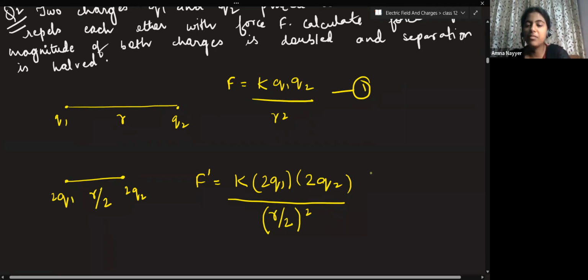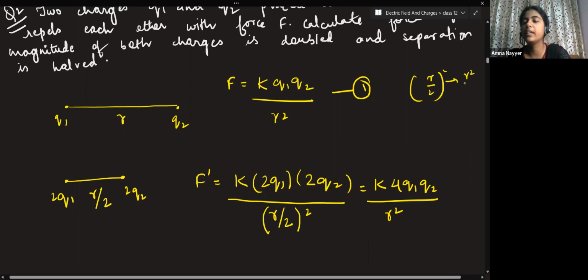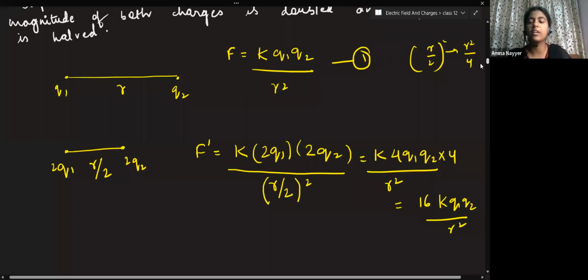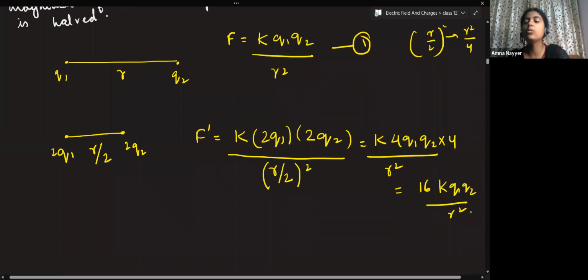Now if we simplify this, this will be K, 2 multiplied by 2 will be 4, Q1 Q2, divided by r by 2 whole square. R by 2 whole square will be r square divided by 4. So this 4 will go up, and this will become 16 K Q1 Q2 divided by r square. Now you can easily relate it with the first force that we have. What is K Q1 Q2 by r square?